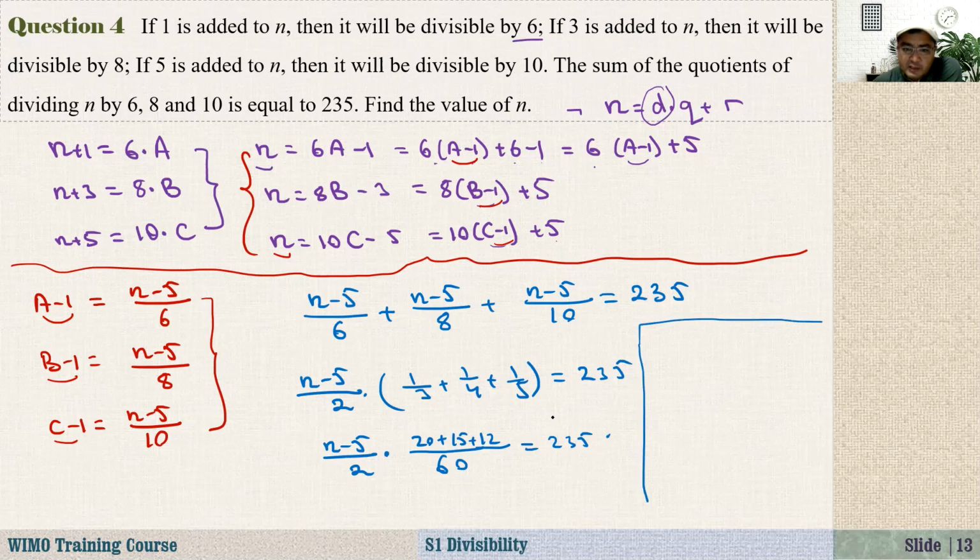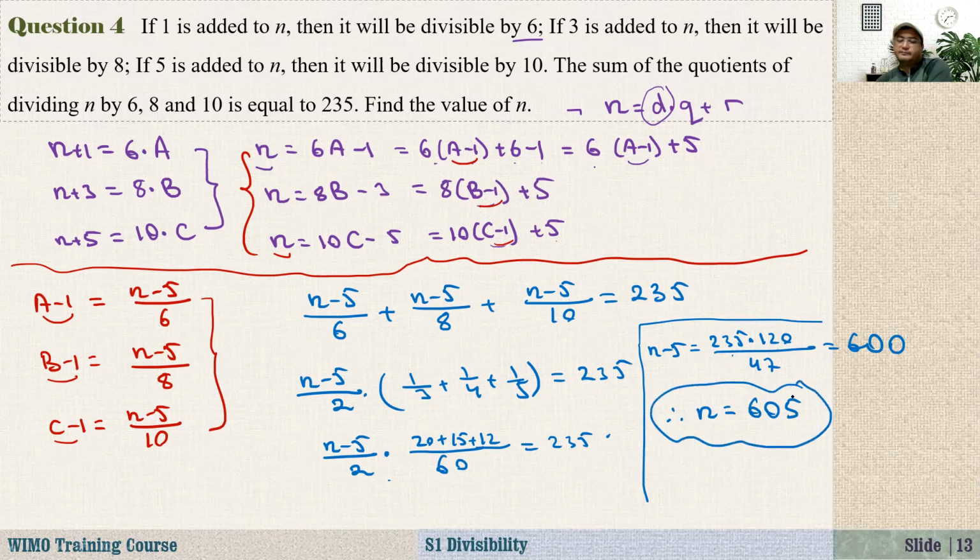Okay, I need more space. So now from here, what is n minus 5? n minus 5 is equal to 235 times 2 times 60, which is 120 over 47, and 235 divided by 47 is equal to 5. 5 times 120 is equal to 600. Now from here, we need to find n. What is n? n equals 600 plus 5, so that's equal to 605.